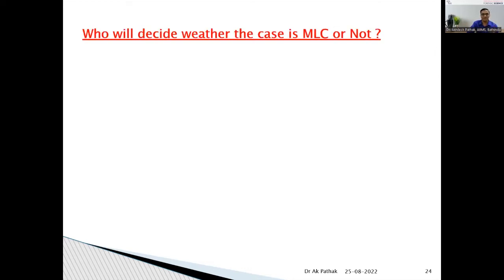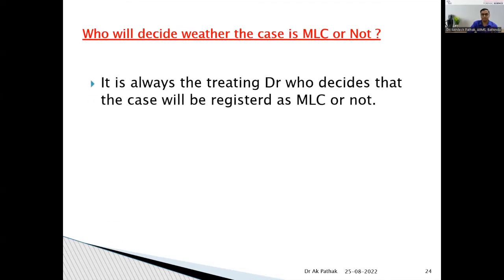Now, when the MLC case is coming to you, who will decide? Who has the authority to label it or register it as an MLC? So remember, it is always the treating doctor. The doctor who is going to treat the patient first will be in a position to decide whether this case will be MLC or not.